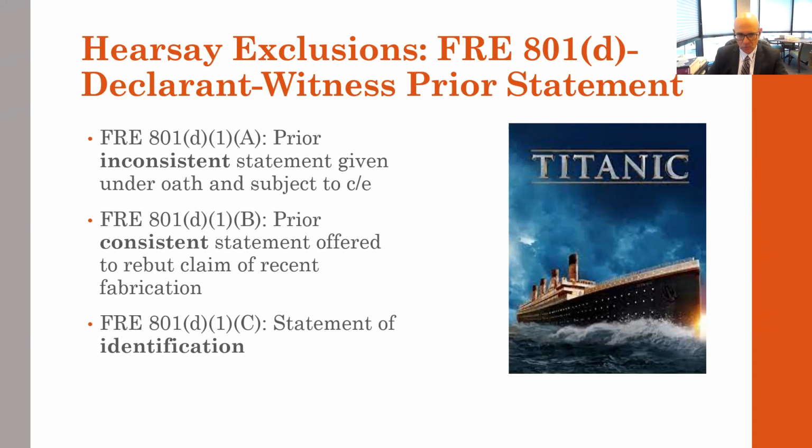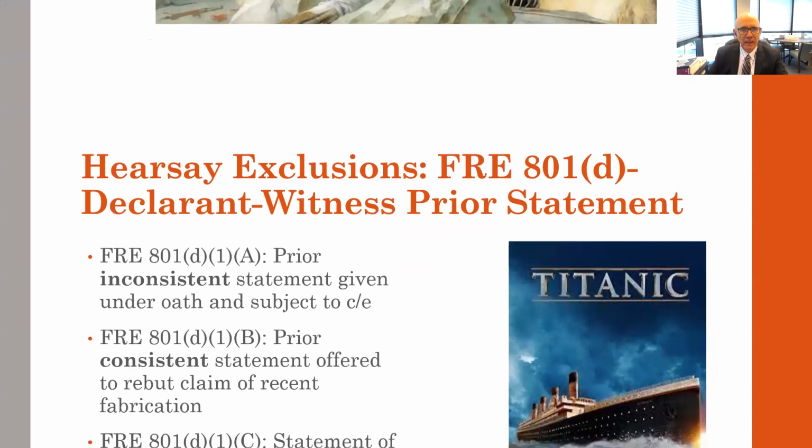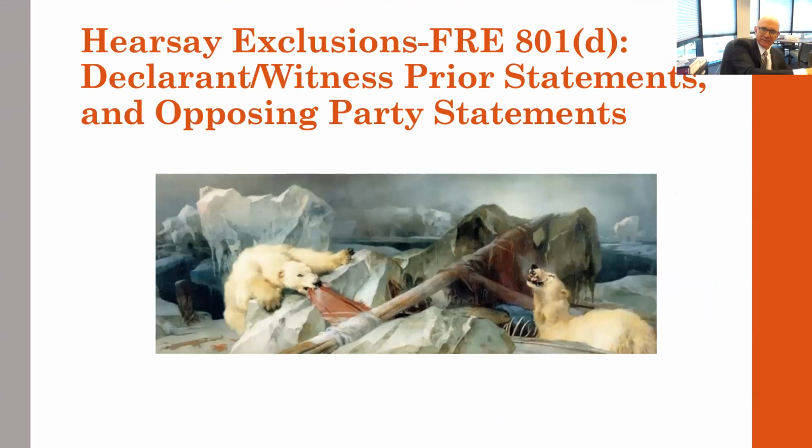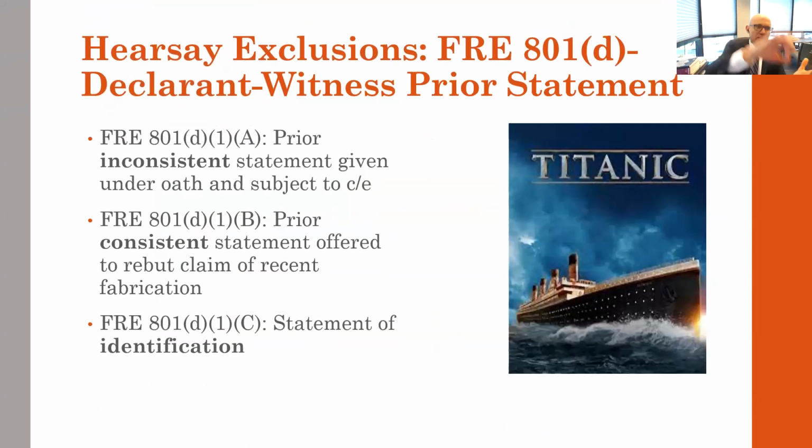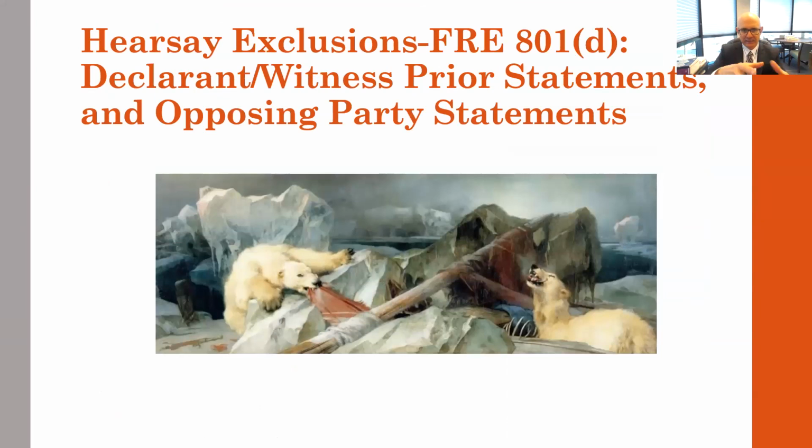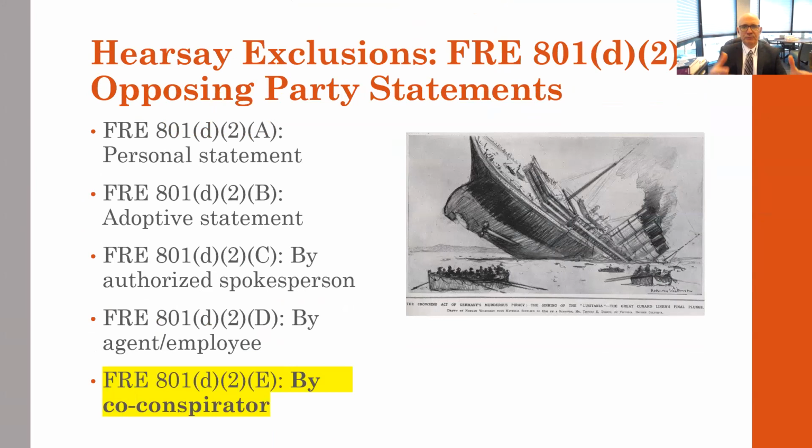Now, I mentioned that, again, we got two big separate baskets. Declarant witness prior statements: this is the statements of the witness, and those are the ones that we just reviewed, inconsistent, consistent, and of identification. And then the second big basket is opposing party statements. Those are hearsay exclusions. They come in. They are not hearsay. We don't have to analyze them under the exceptions to the hearsay rules. And here what we have are statements of, say, our clients, personal statements, adoptive statements. The key thing that usually impacts us is the last one, statements by a co-conspirator.